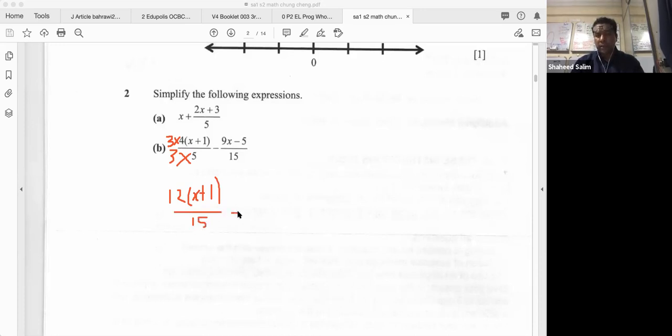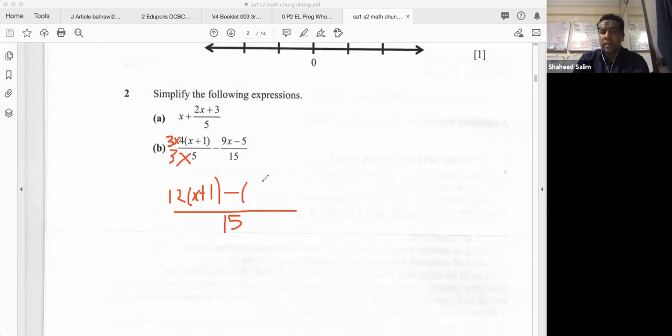Minus, now I am going to do the whole thing like that. Watch what I'm doing. I'm going to make it like that, the whole thing, because 15, 15 I can combine, right? So doing it this way, Shafi, will help you avoid your mistake. So down here will be minus, this is 9x, minus 5. Then we remove the bracket, Shafi.